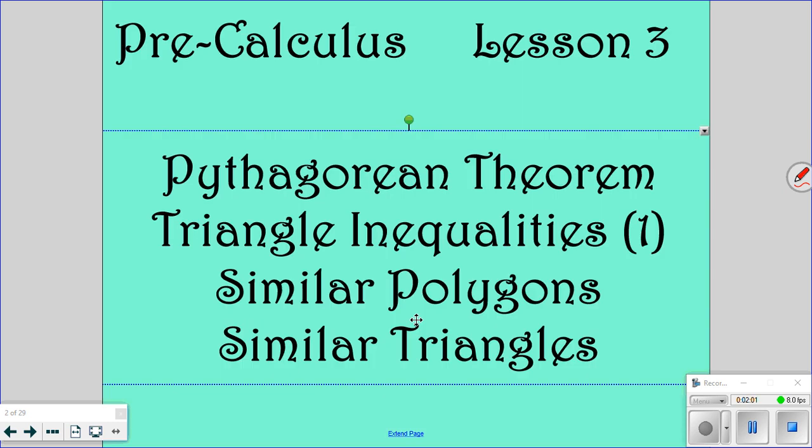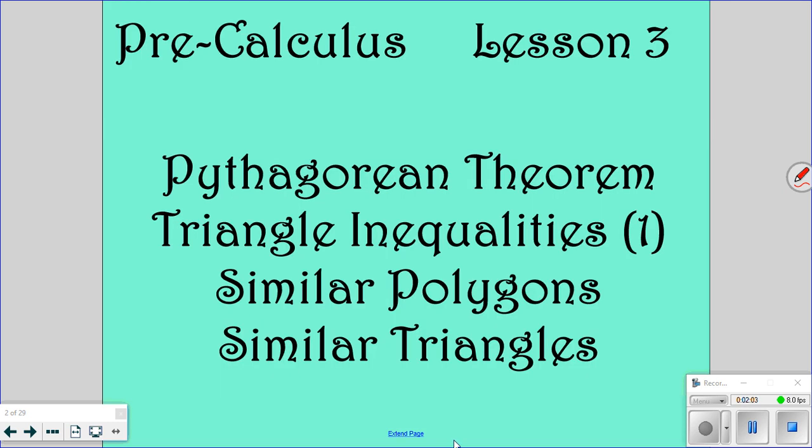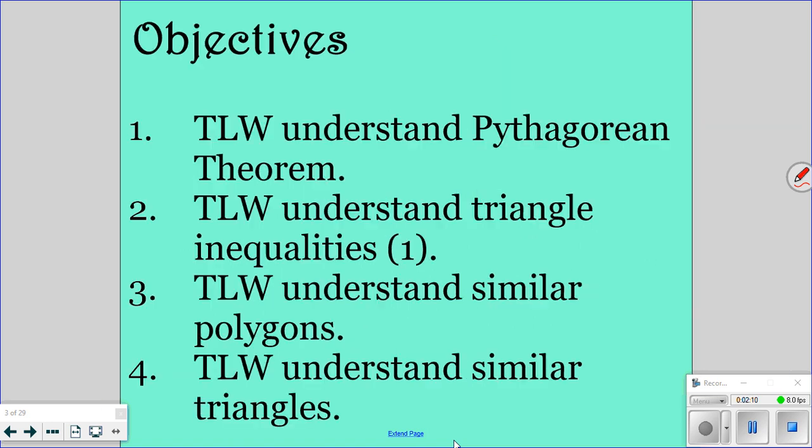Okay, so we're going to be looking at lesson 3 today. We're looking at Pythagorean theorem. We're going to look at triangle inequalities, similar polygons, and similar triangles. So Pythagorean theorem hopefully is going to be review. The triangle inequalities mostly should be review. Same thing with similar polygons and similar triangles.